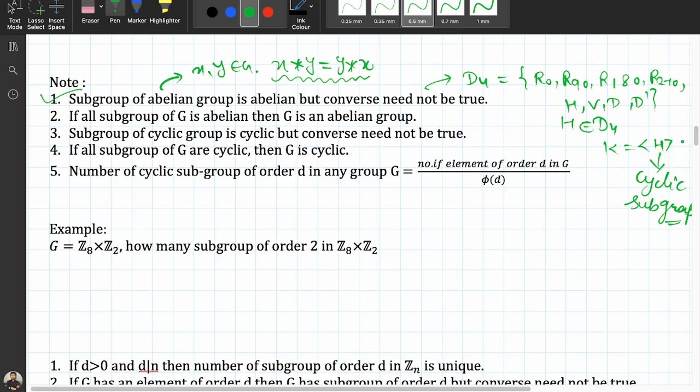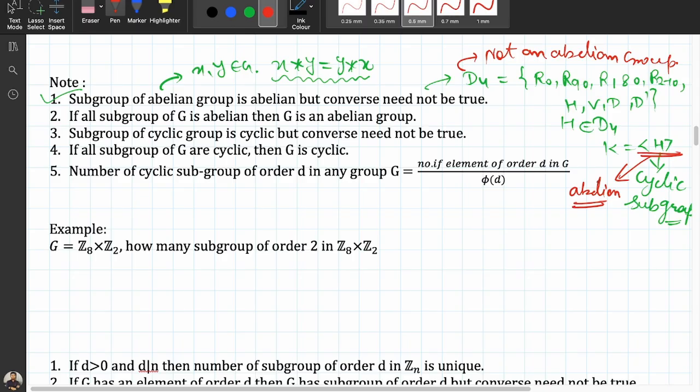Using this horizontal, we can generate the whole group. First, an abelian group is commutative with all. But we know that D4 is not an abelian group. D4 is not an abelian group, but this subgroup is a cyclic group. If it is cyclic, then of course it is abelian. So it is the counterexample. D4 is a non-abelian group.